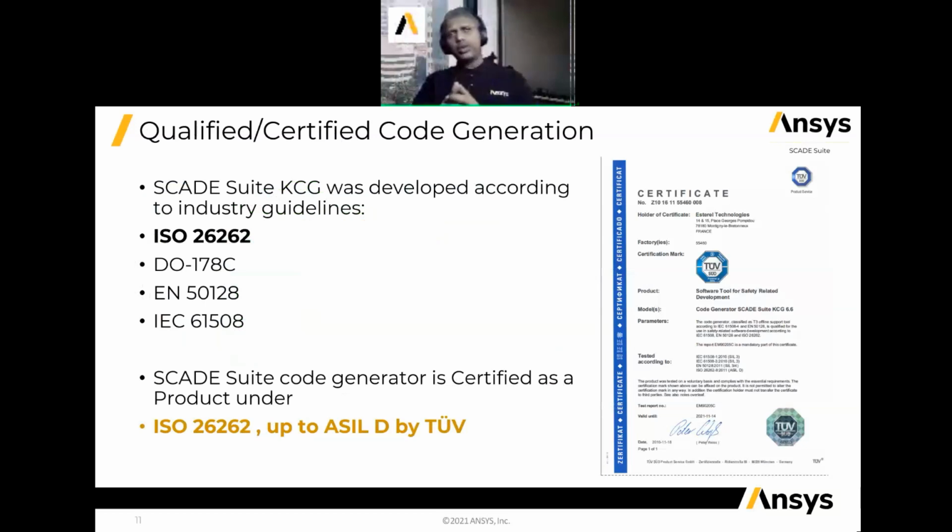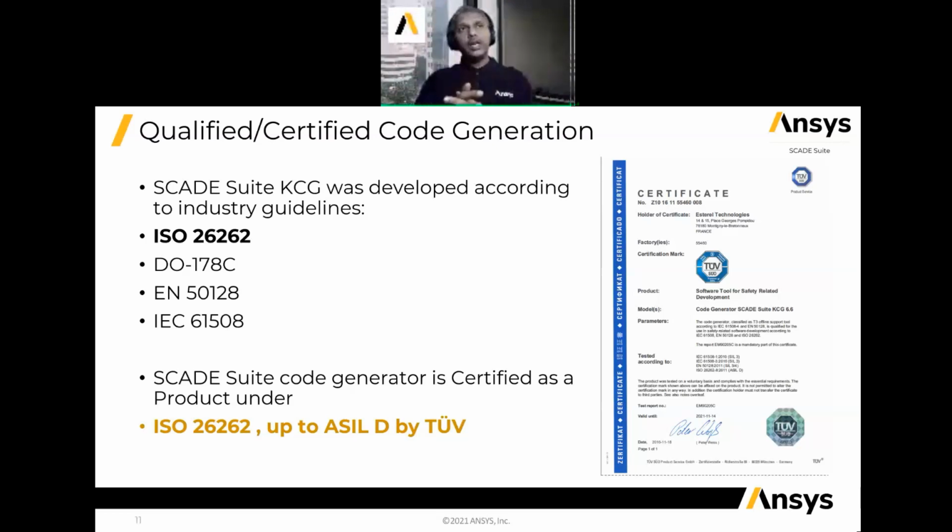So I talked to you about code generation just before. We have a tool called KCG, which stands for Qualified Code Generator. This particular solution is certified to the ISO 26262 standard to be used all the way up to ASIL D applications. Which means the code that is generated through our code generator can assure you of compliance to the standard. And then we have plenty of documentation that can help you make sure that your overall development is in compliance with the ISO 26262 requirements.